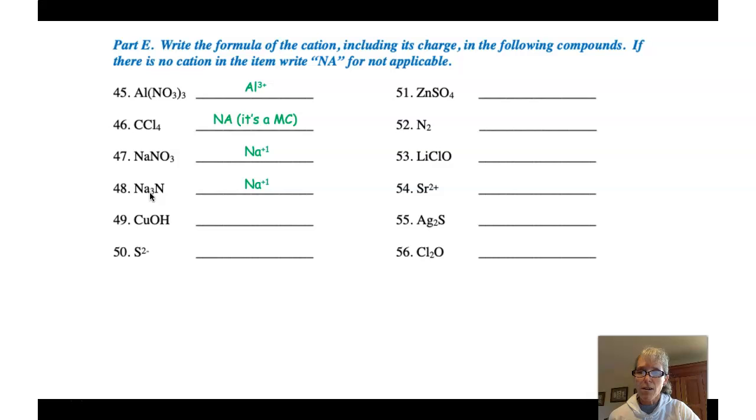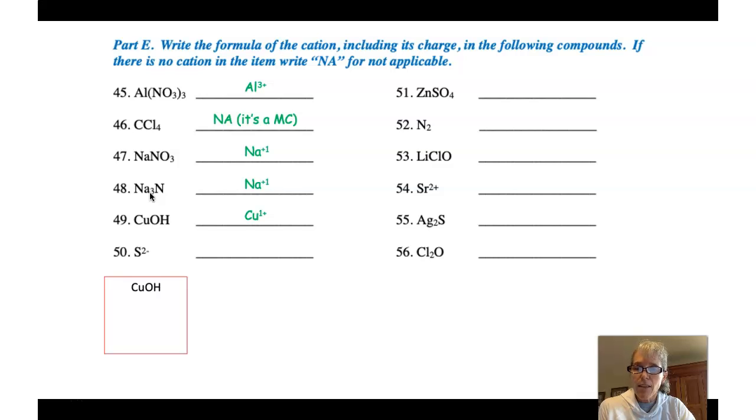49 is a little bit harder. Okay, because we've got to do some thinking about this. The answer is a +1, but how do you figure that out? Because copper is a transition metal that has a variable charge. It could be +1 or it could be +2. Well, how do we know which it is? Well, this is where that ratio comes in. So let's think about that Cu and the OH.